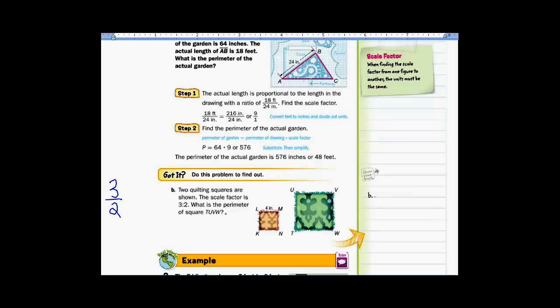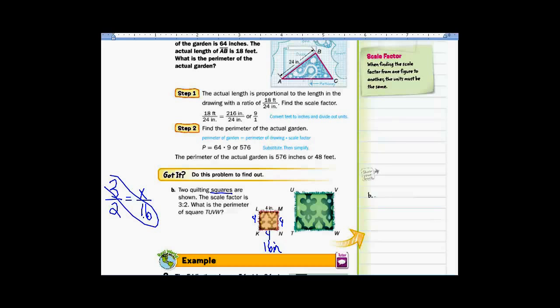Now, they're talking about perimeter here. Well, they don't give you any information about the perimeter, so you have to find it. You know that these are squares, which means all sides are the same length. So on this one, if one side is 4, they are all 4. All right, so the perimeter of the small one is 16 inches. So I'm saying 3 is to 2 as, now, would that 16 go on top or bottom? Would it go with the bigger square or the smaller square? It would go with the smaller one, which means it has to go on the bottom. So 3 is to 2 as what is to 16?